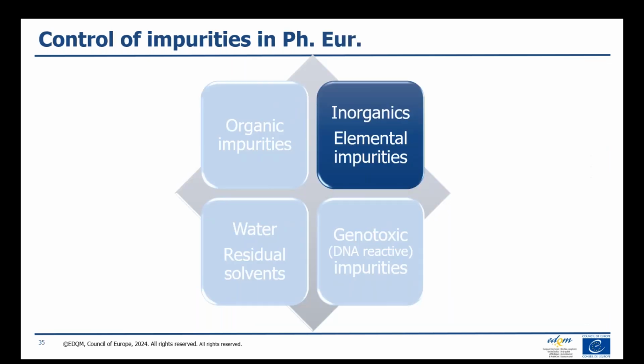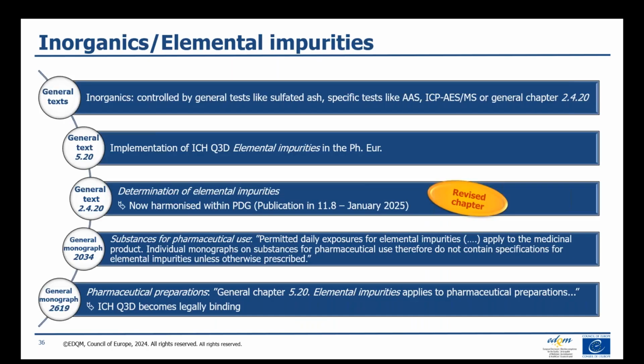Then for the inorganics and the elemental impurities, there are also several texts which explain how we control this type of impurities. First, you can find in the European Pharmacopoeia several general methods which explain how to control this type of impurities. For example, there is a test for the sulfated ash. Also, there are some specific tests like ICP-MS, and there is also the general chapter 2420.